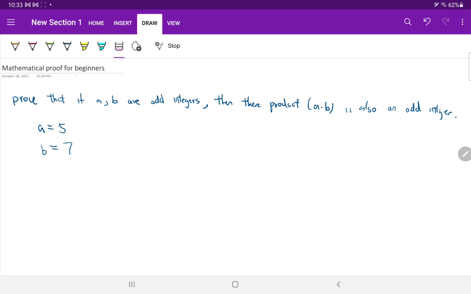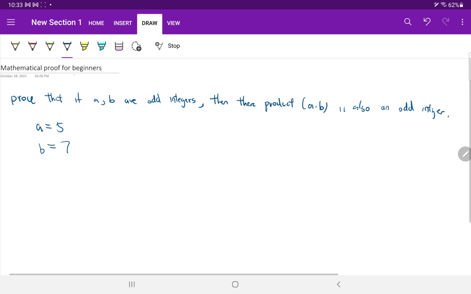One of the most important reasons is this: if you prove that a is 5 and b is 7 and a times b is 35, how are you going to prove it for all the other integers, out of the infinite number of integers? You literally just gave me 5 and 7. There's an infinite number of odd integers. How are you going to prove that 11 times 13 gives me an odd integer as well?